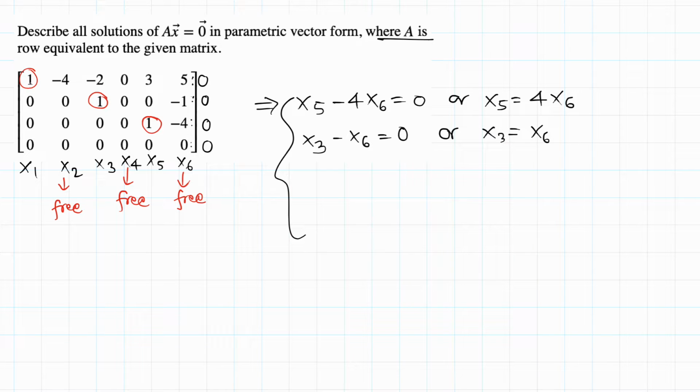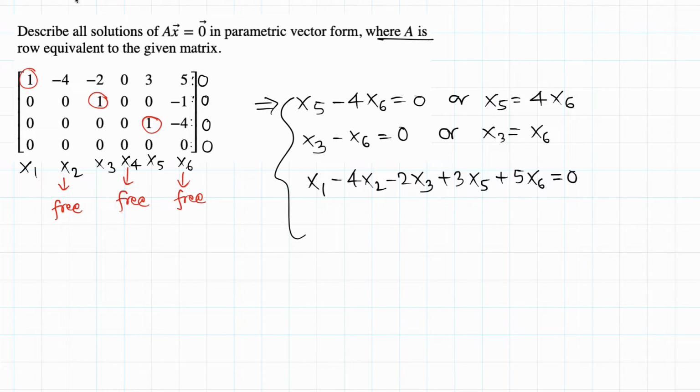Now the first row has 1x1 minus 4x2 minus 2x3. There is nothing for x4. Then plus 3x5, and plus 5x6 equals 0. And we know that x2 is free. There is no x4, and x6 is also free, so we don't have any value. x3 is x6, look at here. x5 is 4x6, and x6 is free.